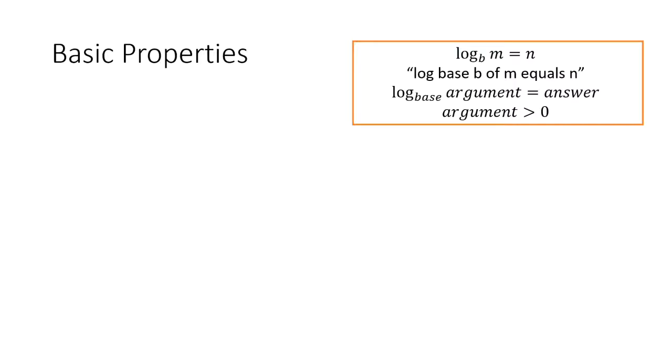The first thing you want to know is how to actually pronounce an expression like this, because it's really important that you understand what the base is and what the argument is, because that becomes really important when we're solving equations. So if we have an expression such as log base b of m equals n, we have the different parts of the log. We've got the base b. We've also got the argument. And then we've got our answer, which is our exponent, if we put it in exponential form.